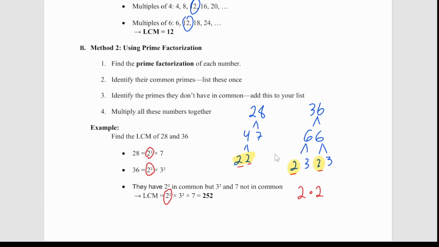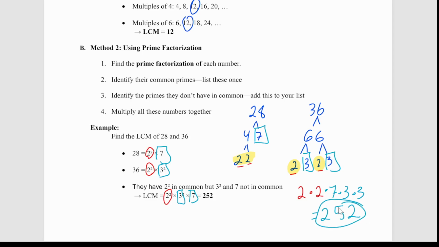Then I add to my list what they don't have in common. So they've got a 7, not in common. They've got a pair of 3's, not in common. Or a 7 and a 3 squared, if you will. And whenever I multiply all these together, I get 252 as their least common multiple. I don't think it would have been very fun to list off all the multiples of 28 and all the multiples of 36 until I got there. By using prime factorization, I was able to get there more systematically.